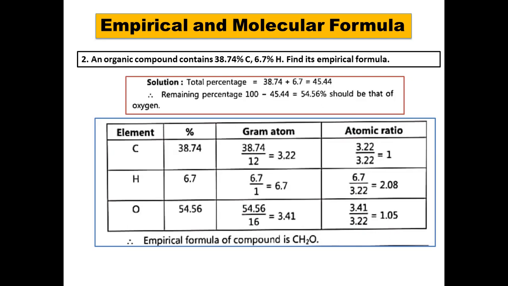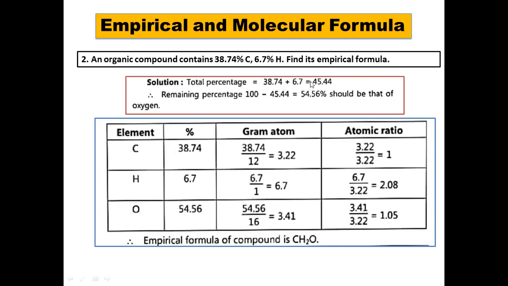As the compound is organic, we mostly see organic compounds containing the common elements like carbon, hydrogen, and oxygen. Here the organic compound contains nearly 38.70% of carbon and 6.7% of hydrogen, whereas the percentage of oxygen is missing. So we'll sum the given percentages of carbon and hydrogen: 38.74 plus 6.7. The answer is 45.44 percent. This is the cumulative percentage of carbon and hydrogen.